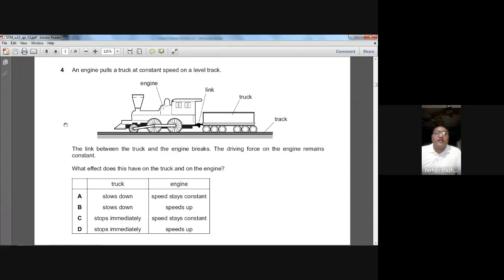When the link breaks, the load on the engine will reduce, but the power of the engine is still the same. So what will happen? The engine will accelerate. And when the link breaks, the forward force on the truck will disappear. So the truck will start decelerating. So the truck will slow down and the engine will speed up. For question number 4, B is the choice.